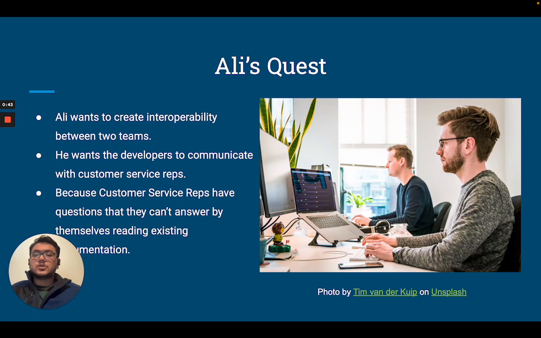Let's look at Ali's situation. Ali wants to create more interoperability between his teams. He wants the developers to communicate with the service reps, but sometimes the developers are busy themselves due to time constraints or something like that, and so the customer ends up waiting quite a bit before they get their questions answered, and that's generally bad for business.